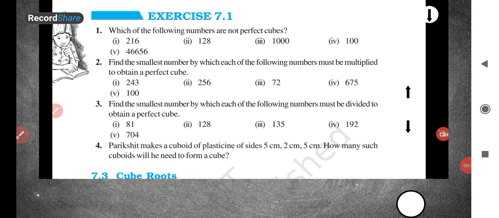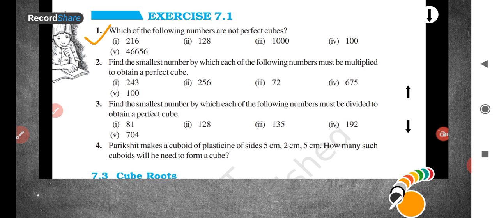So today in this video I am going to cover class 8 maths chapter number 7, cubes and cube roots. Solution of exercise 7.1. So come to question number 1: which of the following numbers are not perfect cubes? We have to find out which are not perfect cubes.